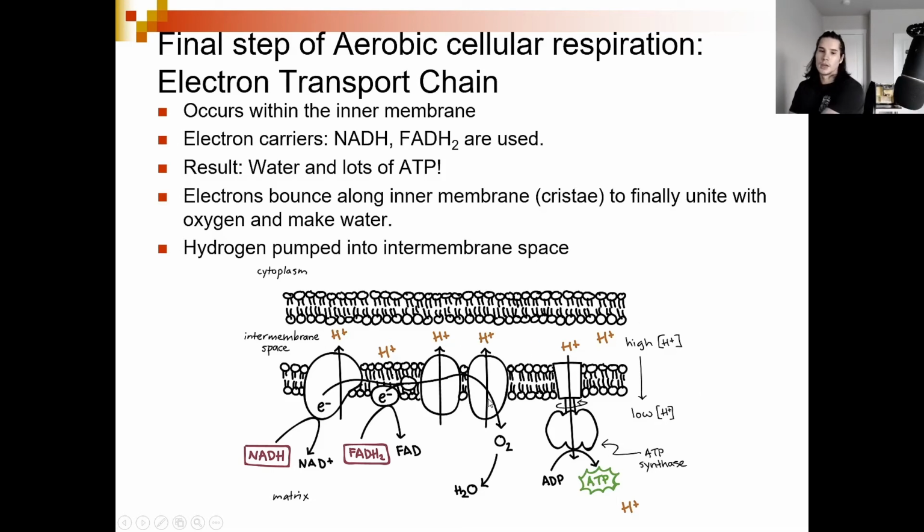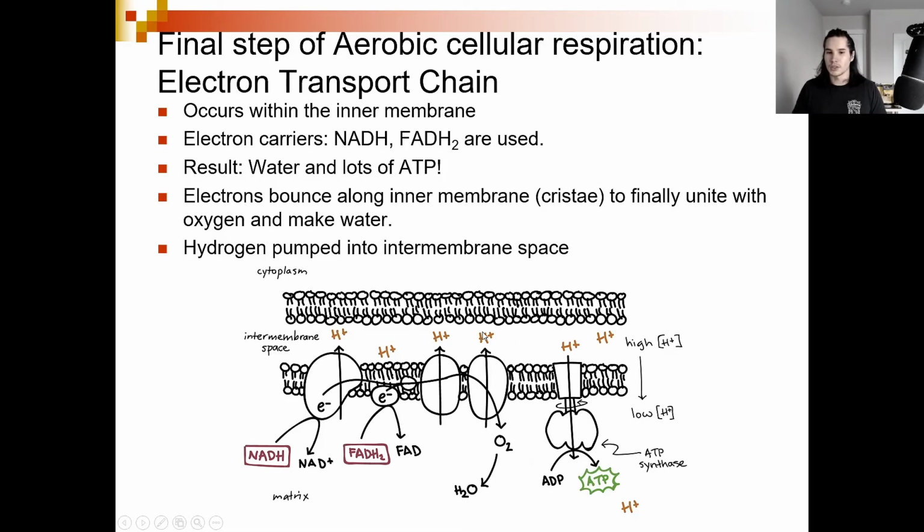Eventually that electron needs to stabilize itself, and so what happens is it actually binds to oxygen, and that oxygen just picks up a hydrogen within the matrix, and you form water. So no biggie. You just form water. You don't have those free electrons floating around damaging your cells. But what you're left with is a high density of these hydrogens in this intermembrane space. You have a lot of them in this intermembrane space. You have very small amounts in the matrix of the mitochondria.